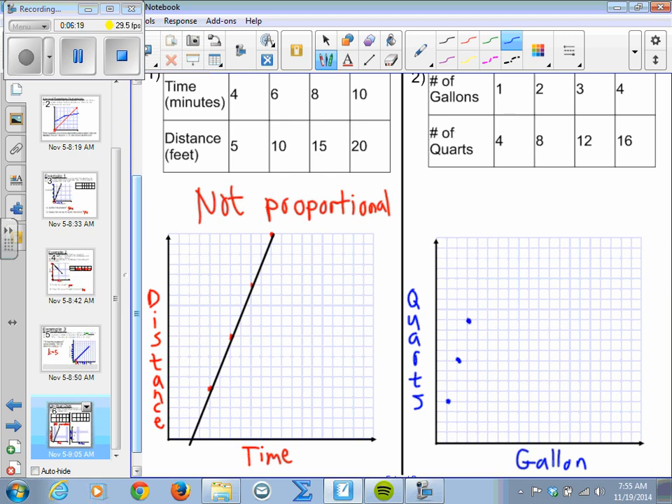You can space out your graphs how you see fit. I'm just trying to do it a little quick here. Looking at this one, we are going to go through the origin. And it's a straight line. So this one is proportional. And when x is 1, y is 4. So therefore, our constant is going to be 4. This concludes your lesson on graphing proportions.